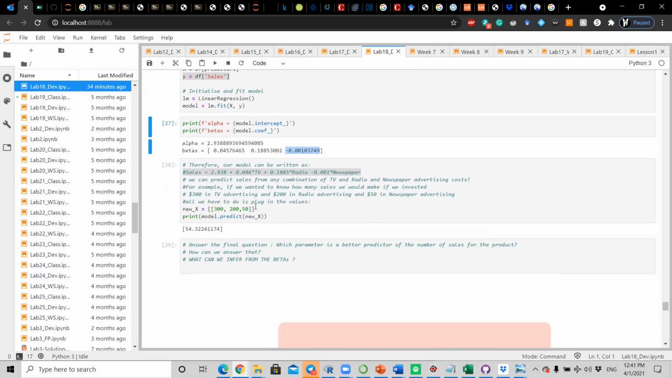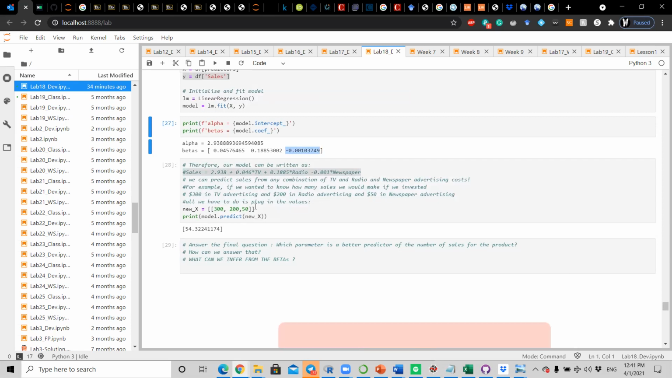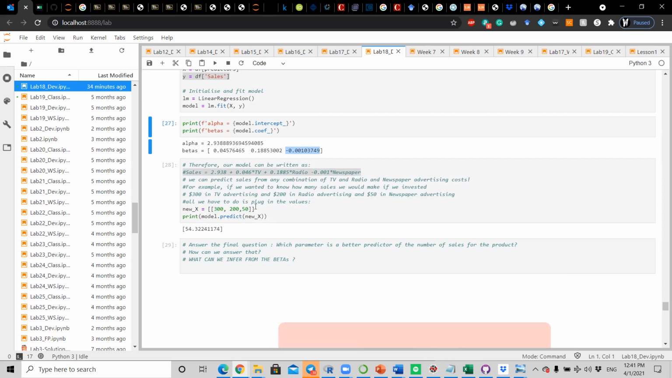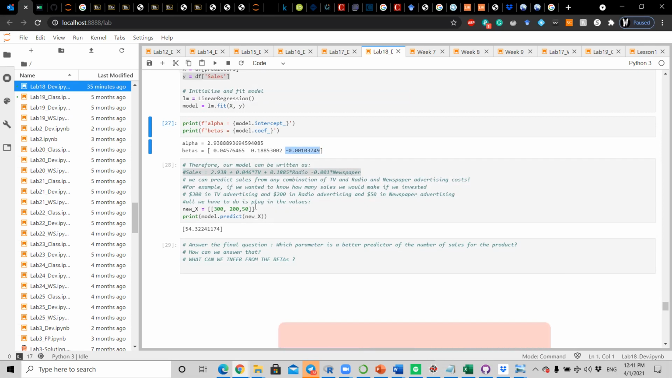Now, kind of a little question for the last part. Look at the beta numbers and tell me, what can you understand from them? Which one of them is a better predictor, a more important predictor? Well, judging by this, I'd say radio. Yeah. Okay, and Julius also says the second one. That is quite interesting, isn't it? It is.